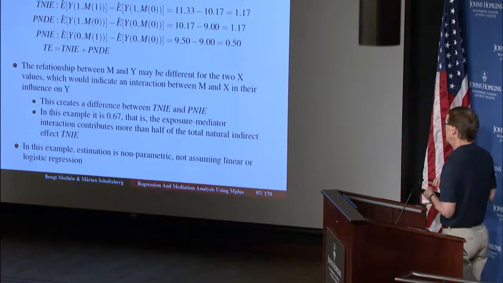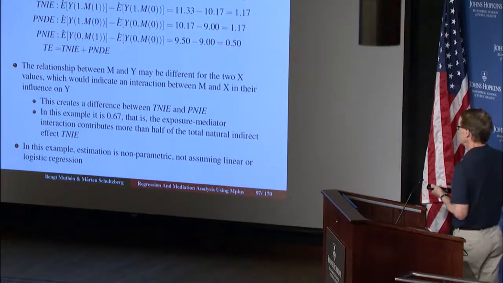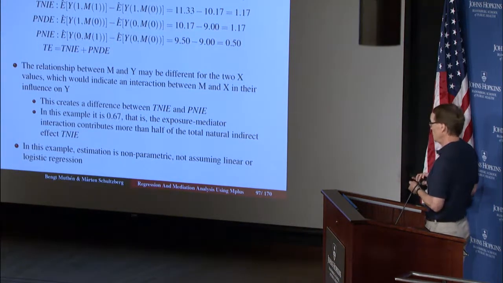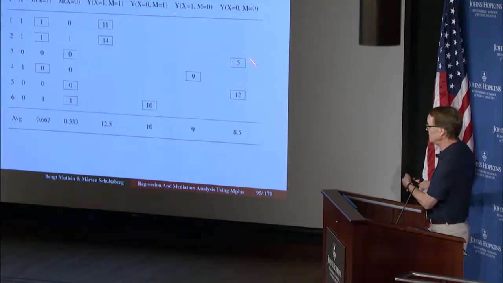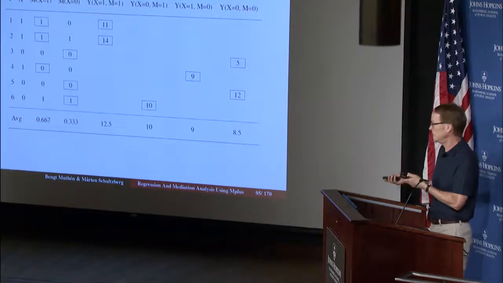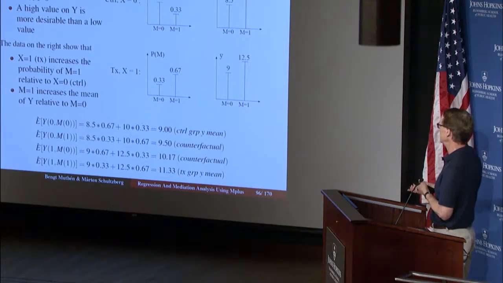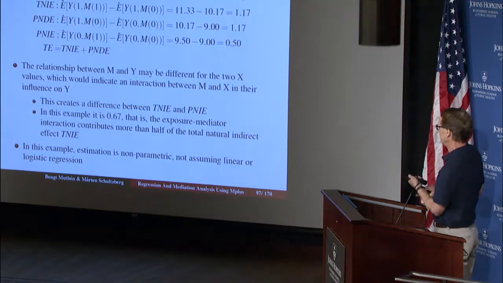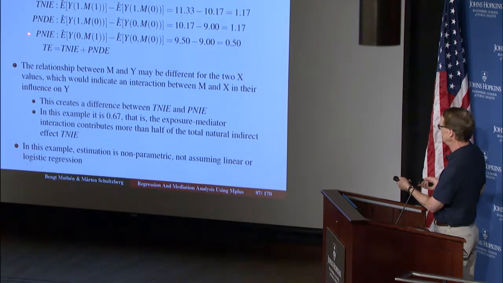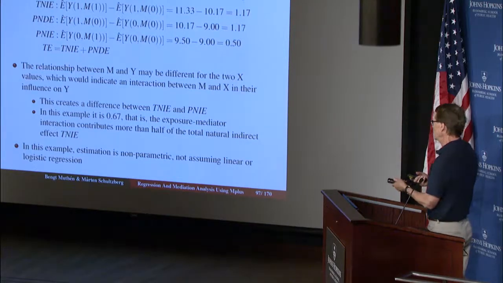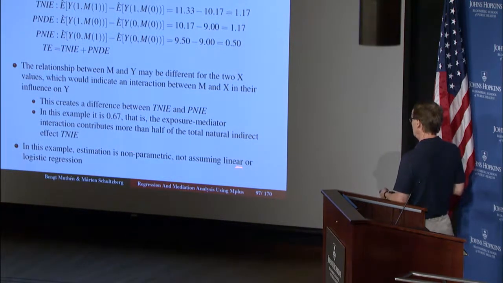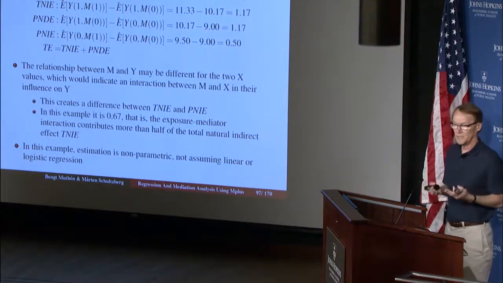So it's a fairly strong interaction between exposure and mediator here, which can be quite hard to see in the original data. Maybe you are sharper than I in reasoning about seeing that. But it's a strong MX interaction in this case. And that gets shown as a difference between the total and the pure indirect effects. And as in Morten's example, the estimation is non-parametric, not assuming linear or logistic regression. We just did the multiplication and addition, and we didn't introduce a model anywhere.